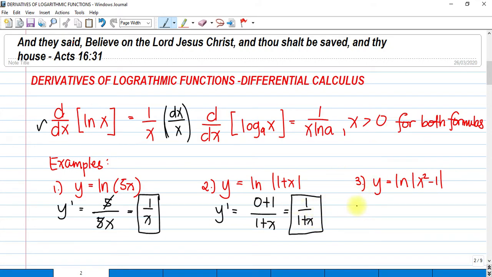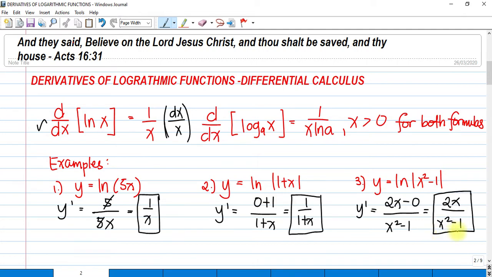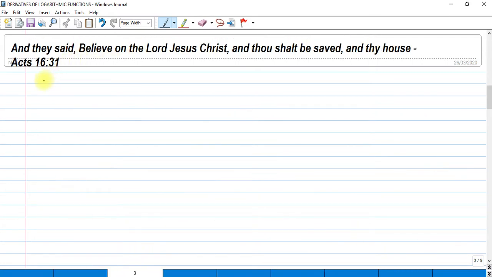Okay, so for number 3, we have ln of the absolute value of x squared minus 1. So we have to get the derivative of x squared minus 1, that is 2x by power rule minus 0, over x squared minus 1. And that is simply 2x over x squared minus 1. The x would not cancel because the denominator has a subtraction sign. This is minus. We cannot cancel x there. Okay.